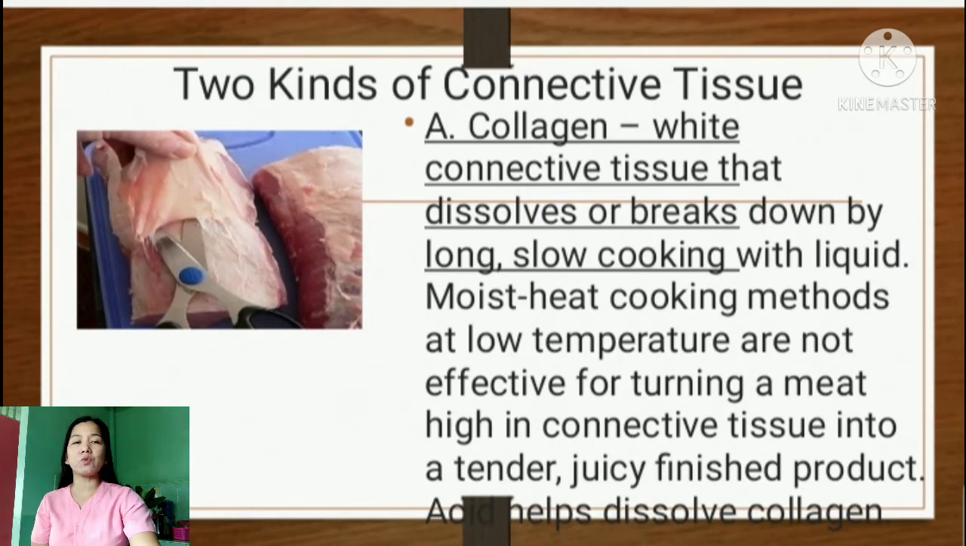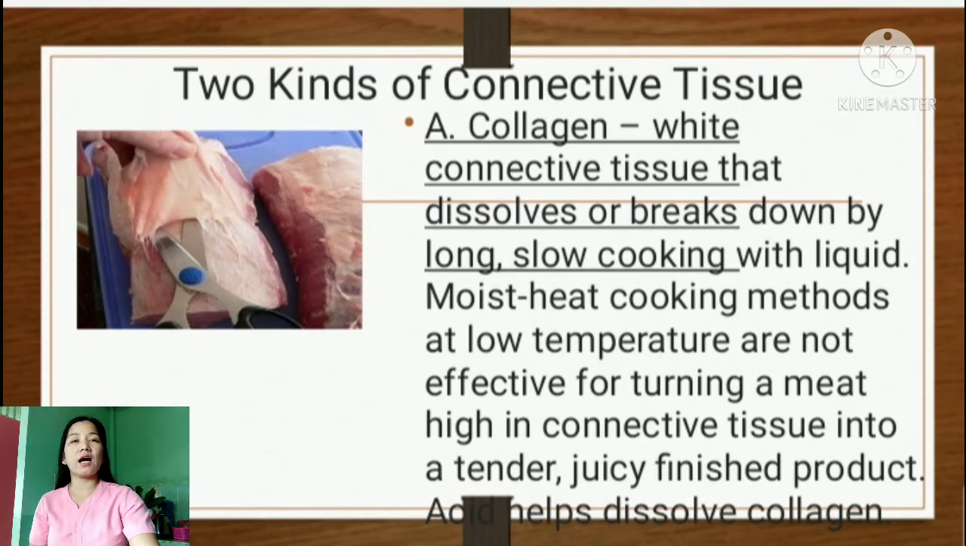The first one is what we call collagen. Collagen are white connective tissue that dissolves or breaks down by long, slow cooking with liquid. The moist heat cooking method at low temperature is not effective for turning a meat high in connective tissue into a tender, juicy, finished product. Acid helps dissolve collagen.